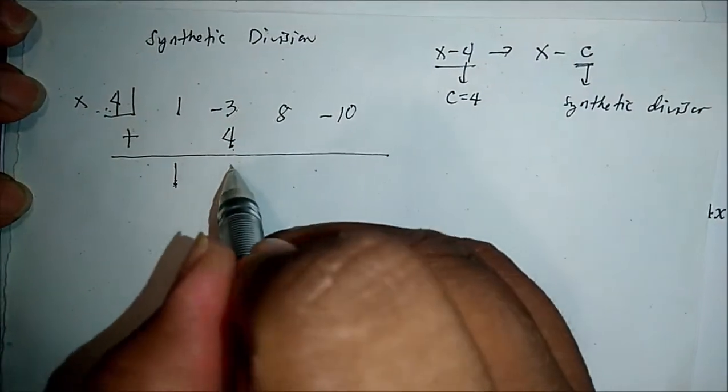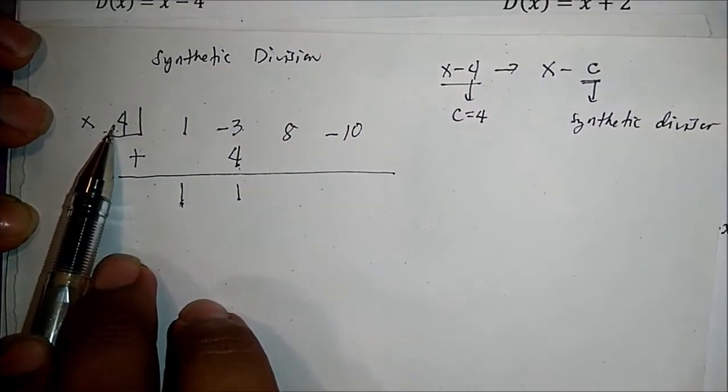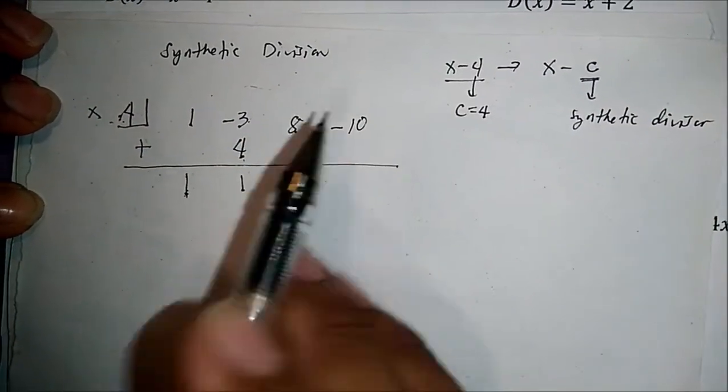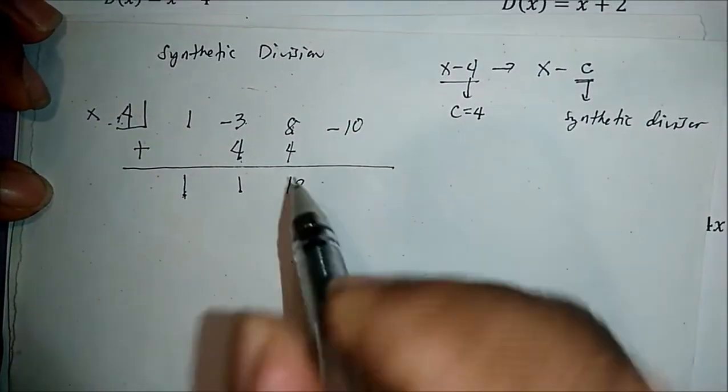So, negative 3 plus 4 is positive 1. Then, 1 times 4 is 4. Remember, isusulat mo siya sa next column. So, dito, isusulat natin yung 4. Then, pababa is addition. 8 plus 4 is 12.